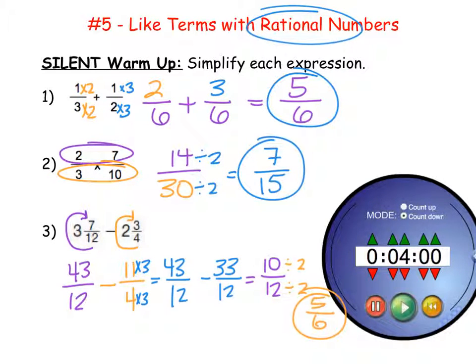So you'll notice that for our warm-up, for number 1, because we're adding, we had to find like terms. For number 2, you multiply straight across, and then always remember to reduce if possible. And for number 3, notice that I switched them from mixed numbers to improper fractions. And then when I added them, I had to reduce them with their common denominator, and I ended up getting 5 and 5/6.